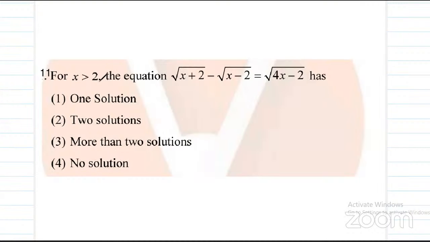A or B, how many? Two solutions or no solution? If there is a solution, how are we able to find it? Or you just have to remember this: whatever solution you get, x has to be greater than 2.